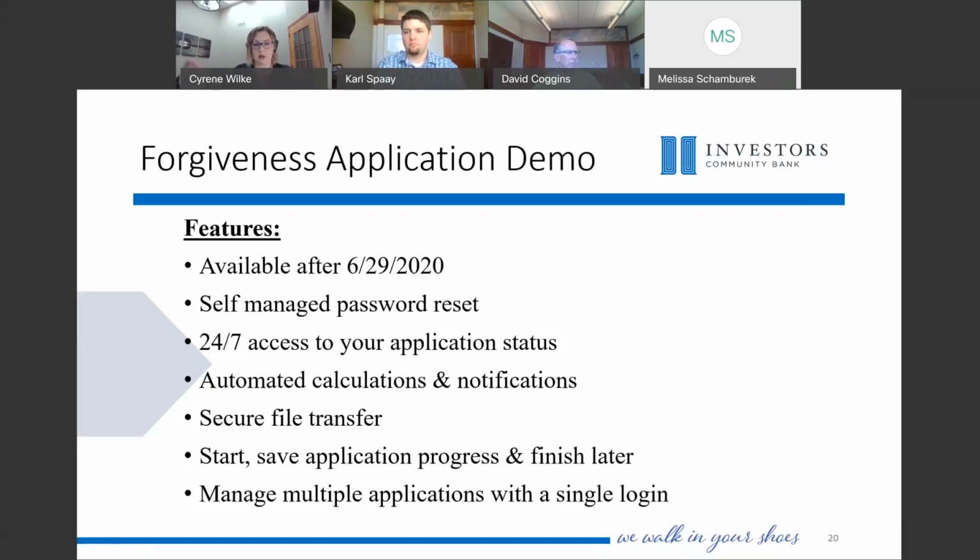There's the ability to upload your payroll documentation, your FTE documentation securely through the portal, and we'll demonstrate that as well. The other nice feature that we have available is that you will have the ability to start your application, save your progress if you're not ready to submit it yet, and you can come back later at a time that's convenient for you and finish your application at a later time. And then for those of you who might be managing multiple applications, perhaps you applied as an individual, but you also are managing a PPP loan that was issued under a related entity, you will be able to manage multiple applications through the same process. Next slide, Melissa.